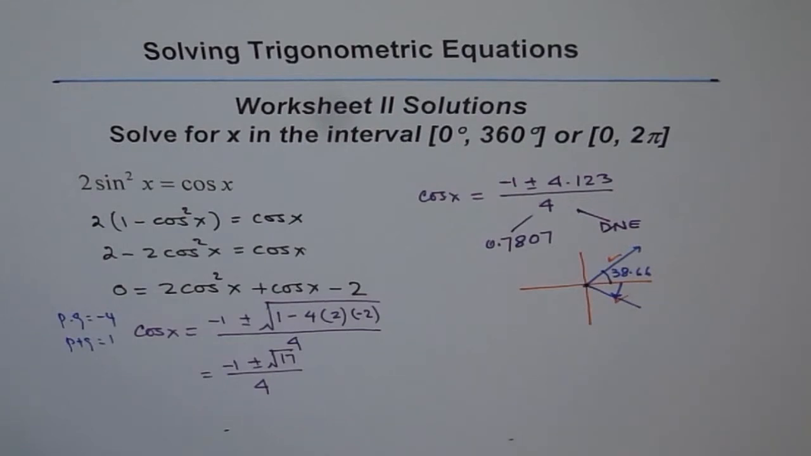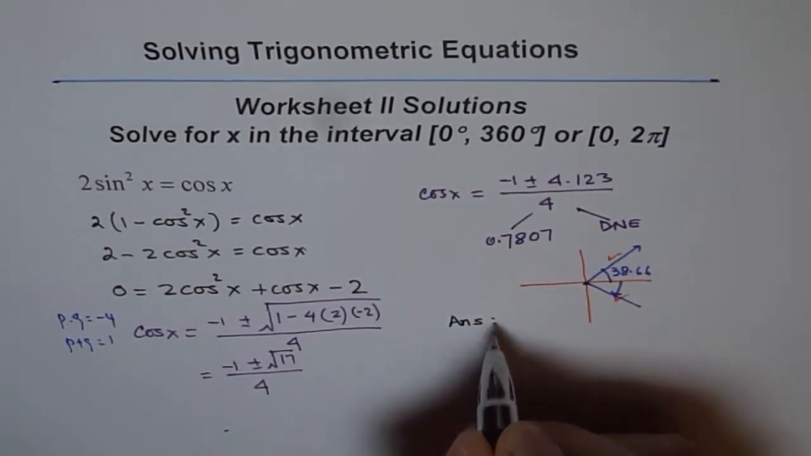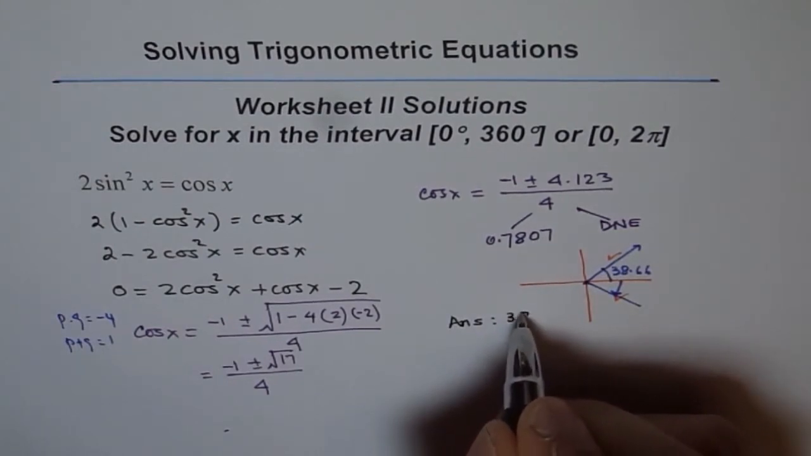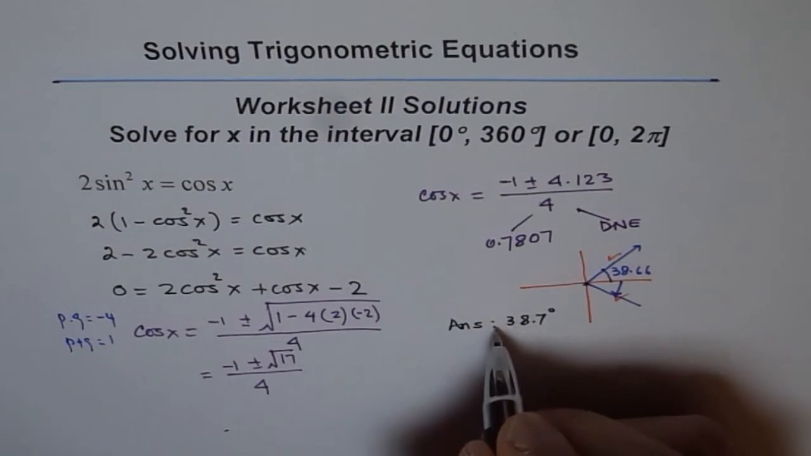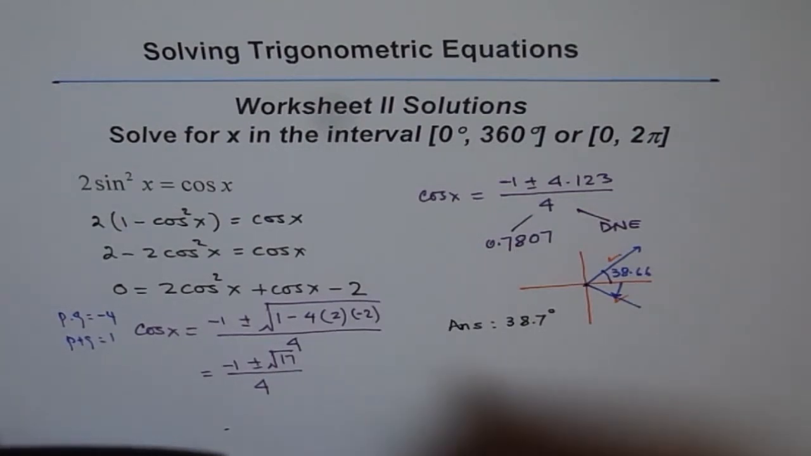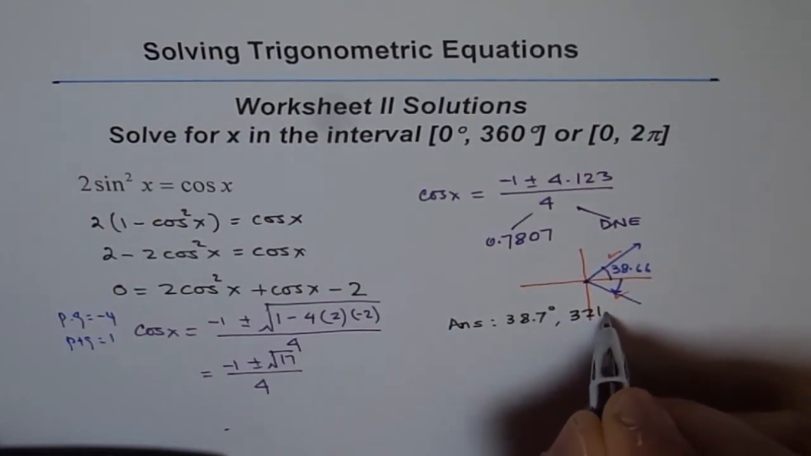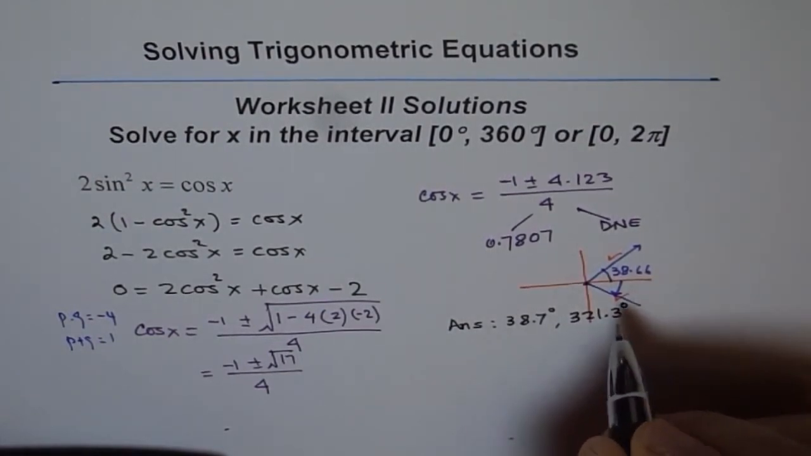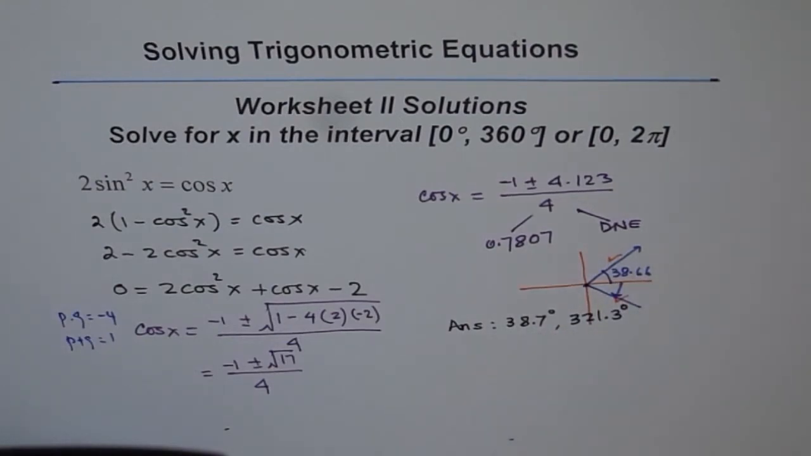Let me write down the answers now for you. Answers are 38.7 degrees, rounding it, or you can also write 360 minus this. So we'll take this away from 360 and write this as 321.3 degrees, right? So either that, or you could write plus and minus 38.7, right?